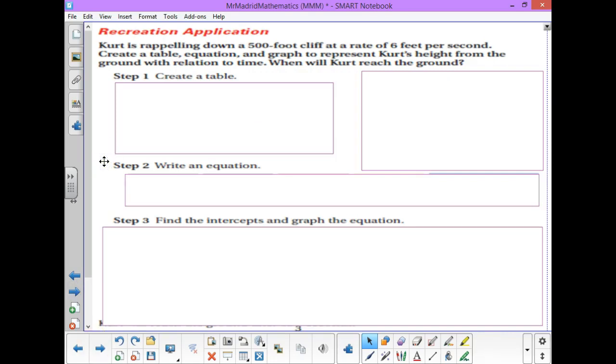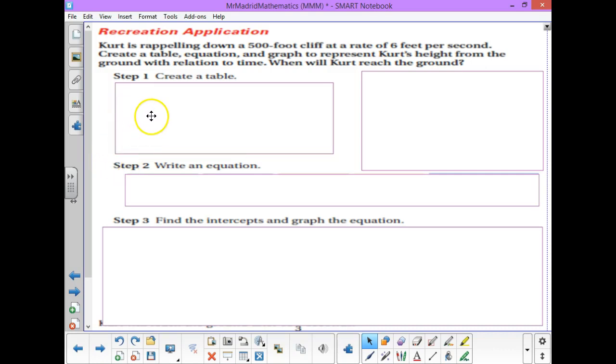Okay, the second example says, Kurt is rappelling down a 500-foot cliff at a rate of 6 feet per second. Create a table, equation, and graph to represent Kurt's height from the ground in relation to time. When will Kurt reach the ground? So a lot is happening here. I've listed it here as steps, so let's go down that list.